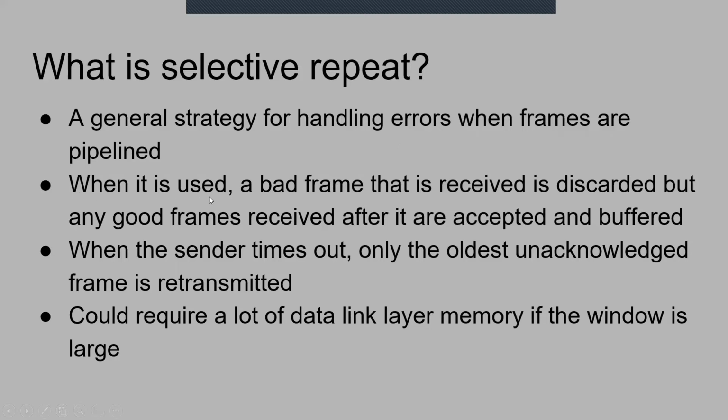When selective repeat is used, a bad frame that is received is discarded, but any good frames received after the discarded frame are accepted and buffered. When the sender times out, only the oldest unacknowledged frame is retransmitted. A problem with selective repeat is that it could require a lot of data link layer memory if the window is large.